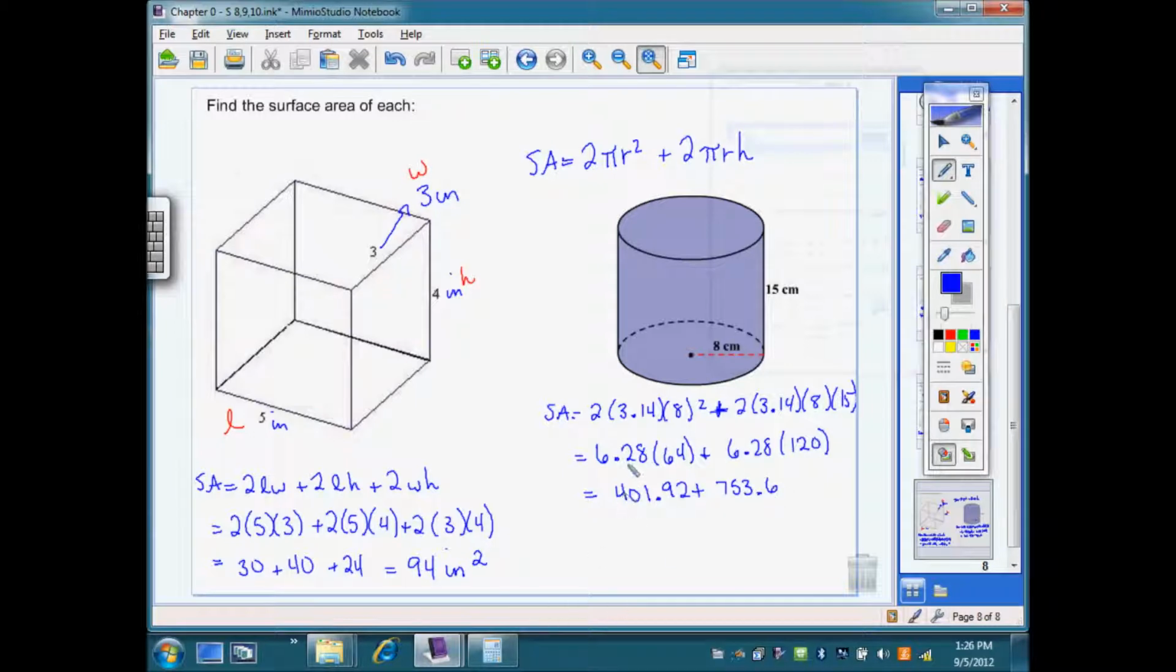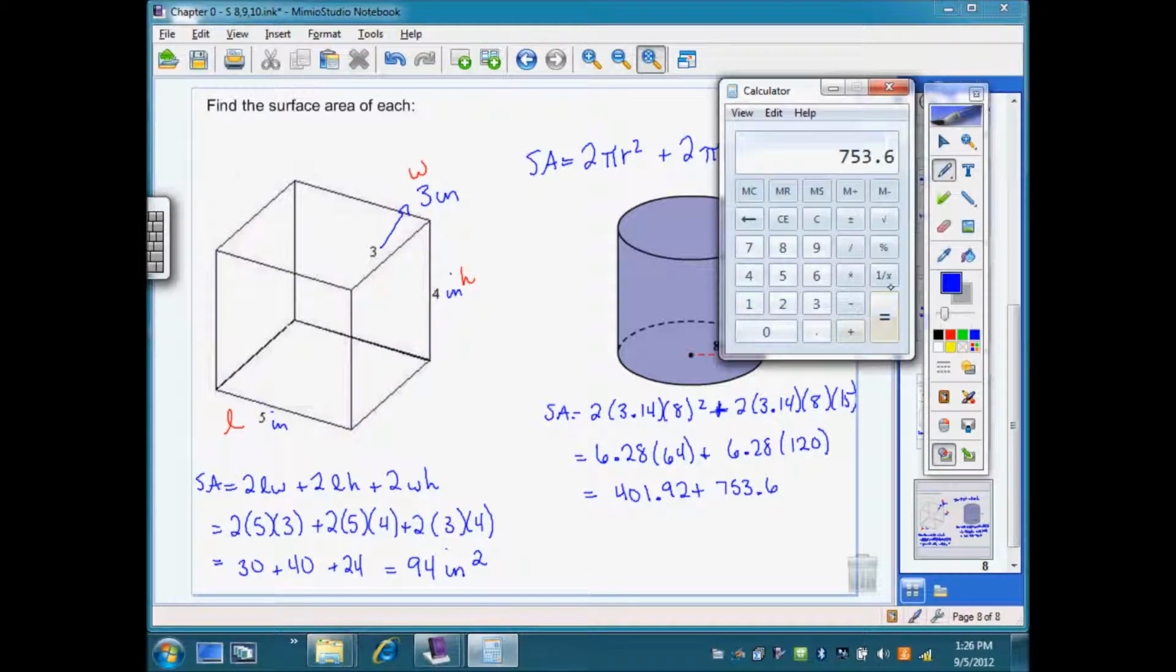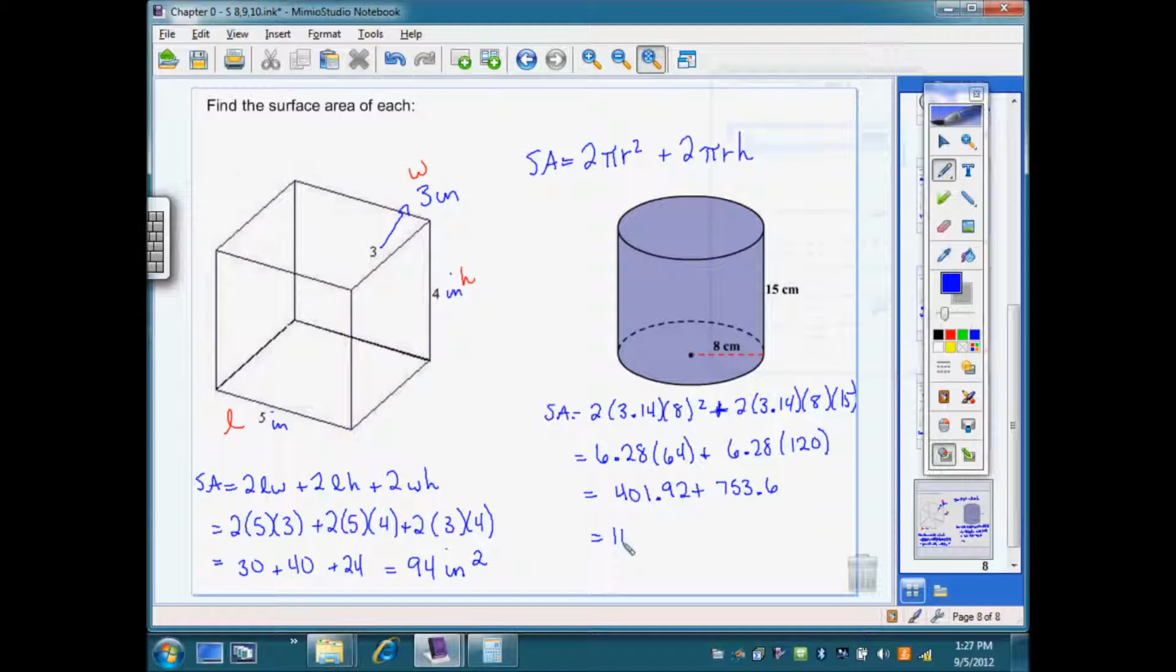So I get 401.92 when I multiply these, 753.6 when I multiply those, and I add them together. So I get 1,055.52 square centimeters. That's the surface area.